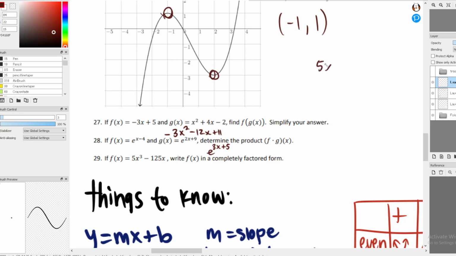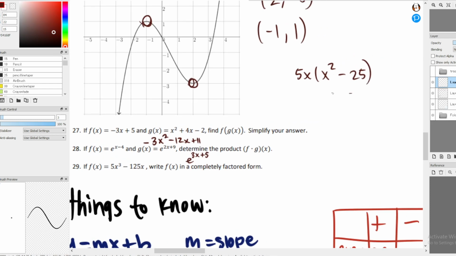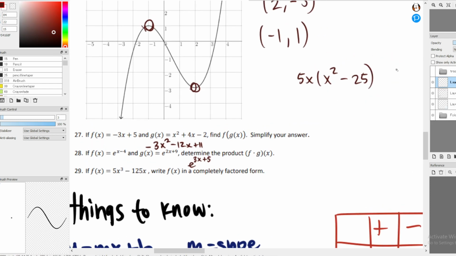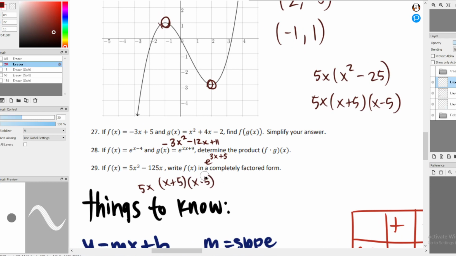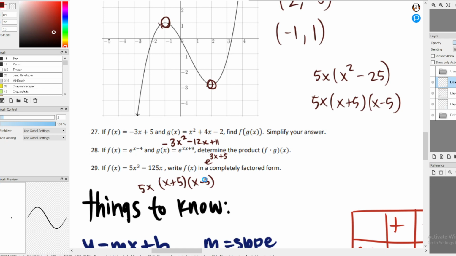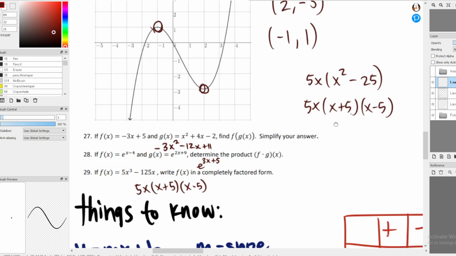So I'm going to take a 5x out, which gives me x squared minus 25, which is still nice because this is the difference of squares. So we'll get 5x times x plus 5 and x minus 5. And that will be our completely factored form: 5x times x plus 5, x minus 5. I have a video on the difference of squares on my channel, but there's also lots of resources. If you aren't sure how to do that, I would recommend checking those out. But this would be our answer for 29.